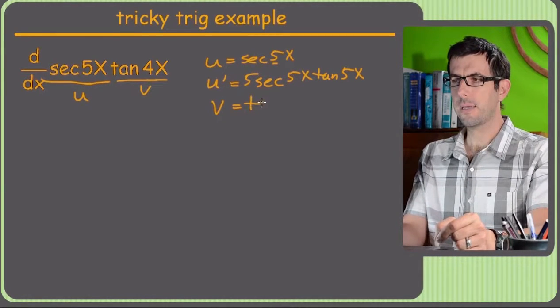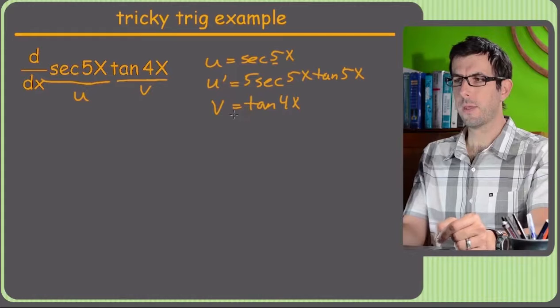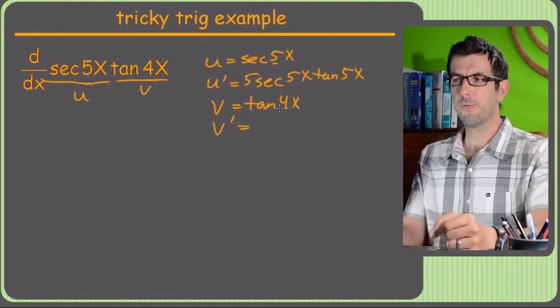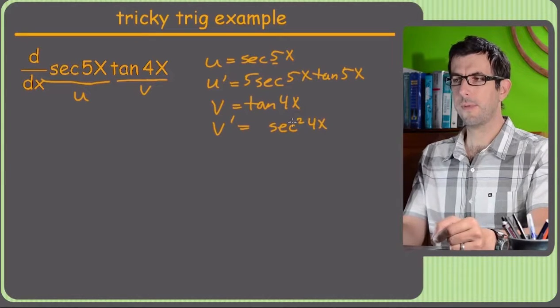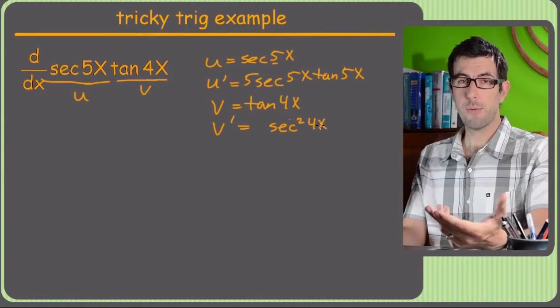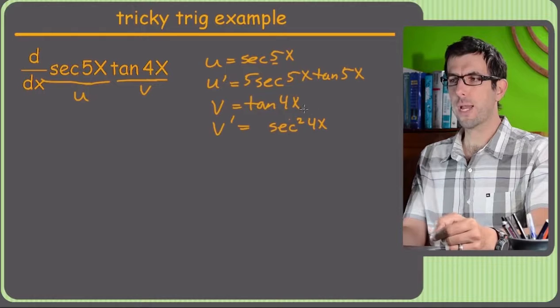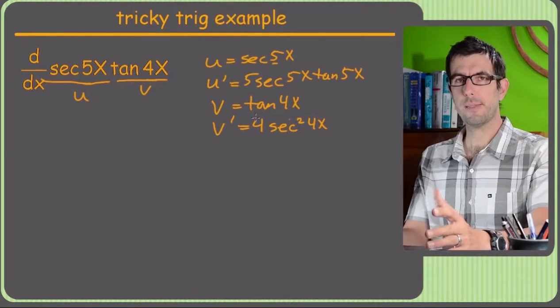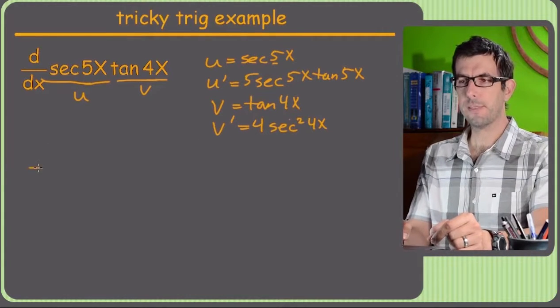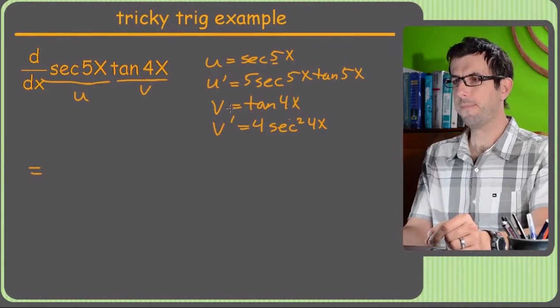V is tan of 4x. V prime is the derivative of tangent, which is secant squared of the same thing, so 4x also. But then we got to multiply because of the chain rule by the inside's derivative, and the inside is a 4x, so that means we have a 4 right here. All right, so that doesn't seem so bad so far. Let's see what happens, see if we don't get anything mixed up.